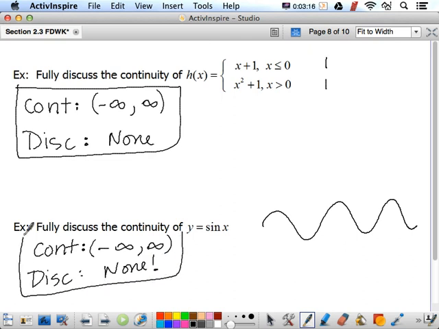So sine and cosine won't have discontinuities, but the other four will, and we will talk about those at some point. It's just where the denominators equal 0, so you won't have any problems with those.